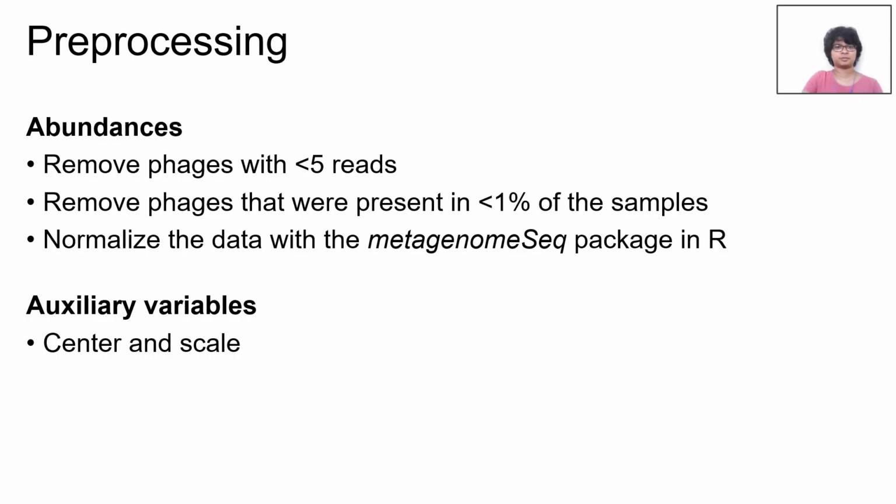These counts need to be pre-processed before we can start our analysis. For the phage abundances, we remove the phages with less than 5 reads, as well as those with presence in less than 1% of the samples. And then we normalize them using the metagenome-seq package in R. We also center and scale our auxiliary variables, and also employ the metagenome-seq package to normalize the counts of resistomes.